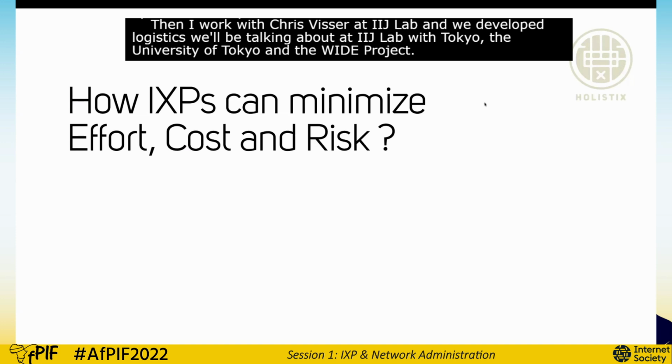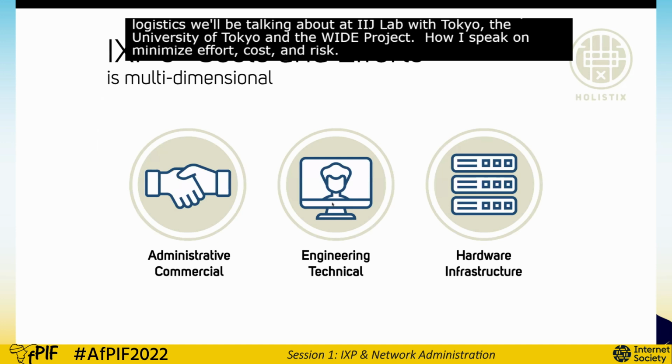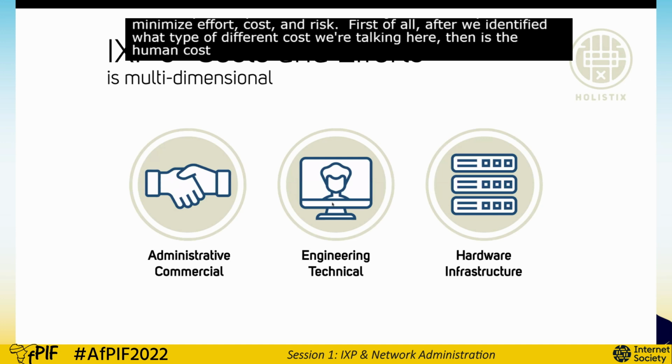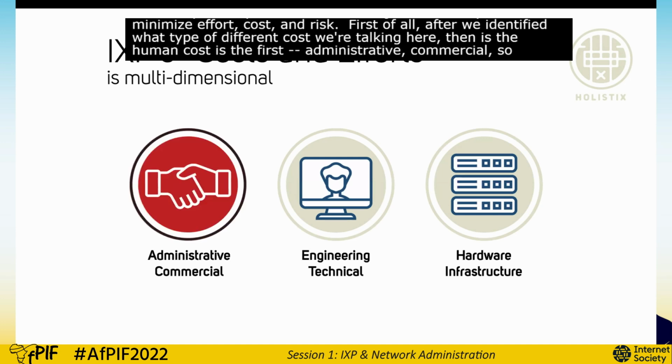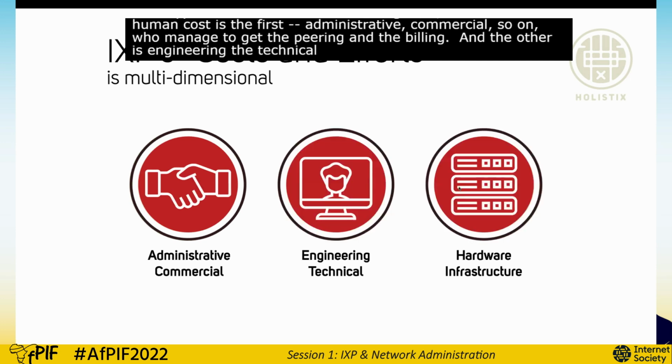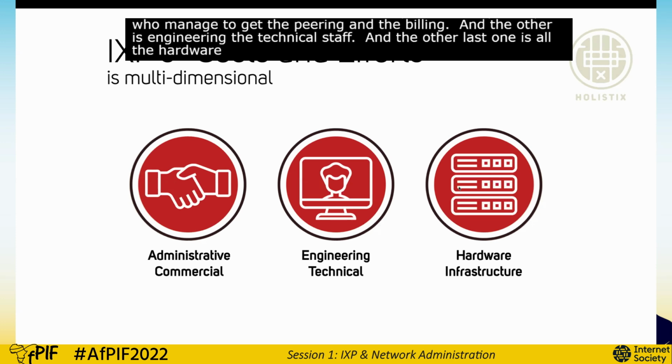How can an IXP minimize effort, cost, and risk? First of all, we identified what types of costs we're talking about. The first two are human costs: administrative and commercial, who manage getting the peering, training, and billing; and engineering, the technical staff. The last one is all the hardware, switches, and infrastructure cost for the internet exchange.